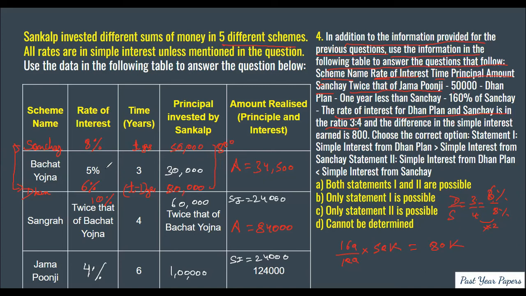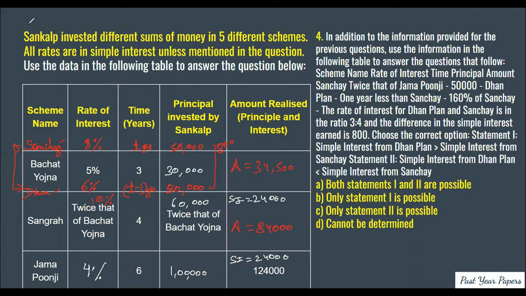Choose the correct option. Simple interest from Dhan plan is greater than simple interest of Sanchay, or simple interest from Dhan plan is less than simple interest of Sanchay. Whenever we do such a question, we think that either the simple interest of Sanchay will be bigger, or the simple interest of Dhan plan will be bigger. It is common sense that either of them will be bigger, and that can be a reason for mistake. A pre-notion can be a reason of mistake. Let's try.